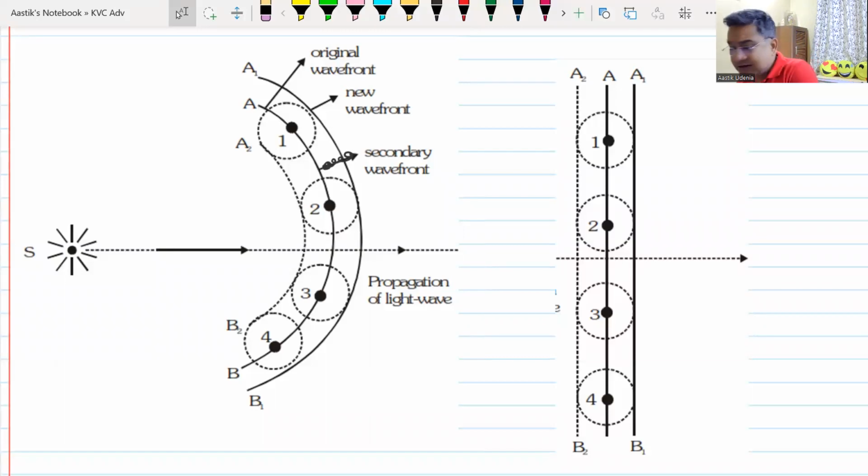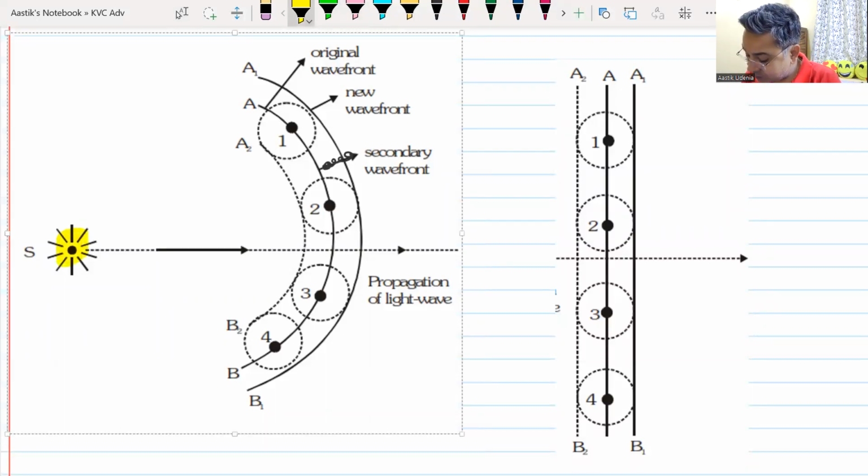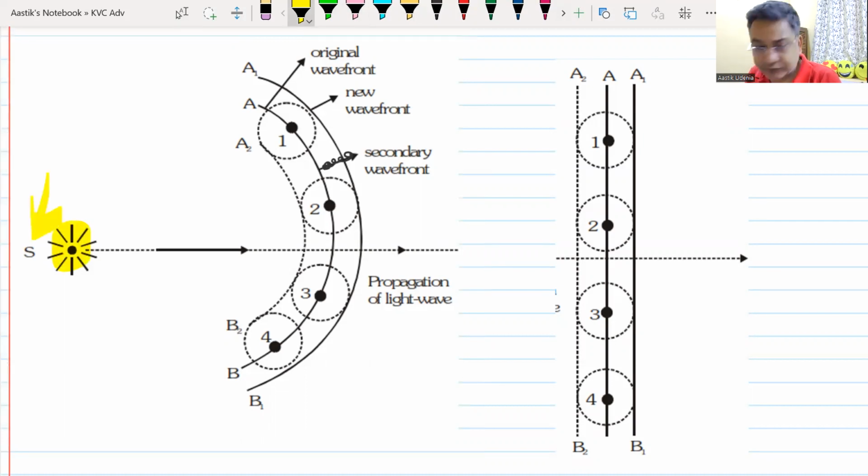Now let us try to understand what was said here. You can see here a point source of light. It is emitting waves in all directions. The wave is traveling in the form of a wavefront. Do we see this? Yes, sir. This yellow one is the original wavefront. So at some point in time, we have this yellow wavefront, which is the original wavefront. Do we see this? Yes, sir.